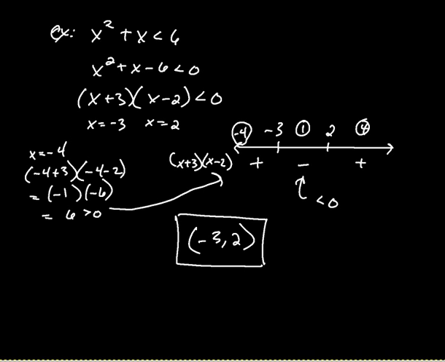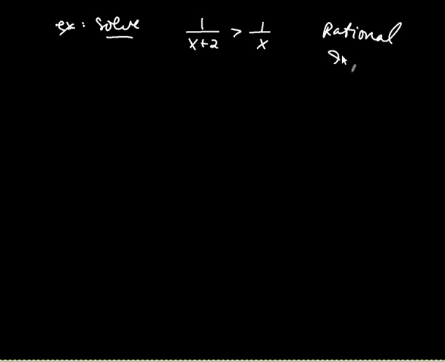So this next one will be very similar. Let's go ahead and solve. Let's go with, how about 1 divided by x plus 2 is greater than 1 over x. Now, this problem actually is what's classified as a rational inequality. And it turns out rational inequalities and quadratic inequalities are handled very similarly.